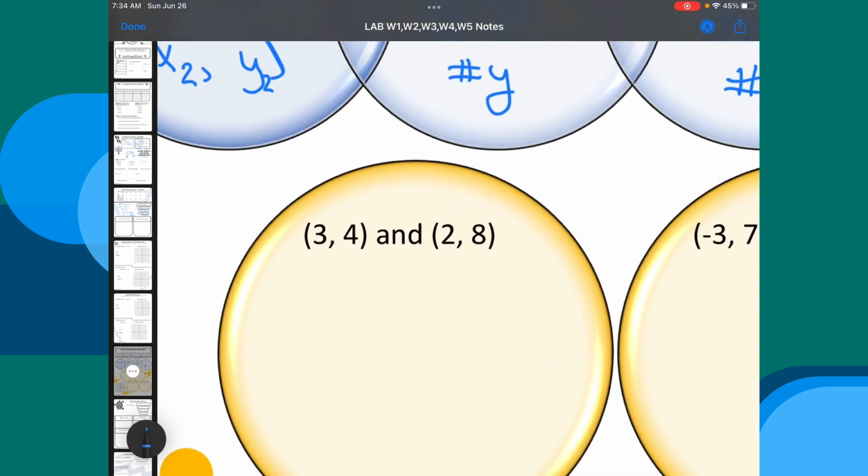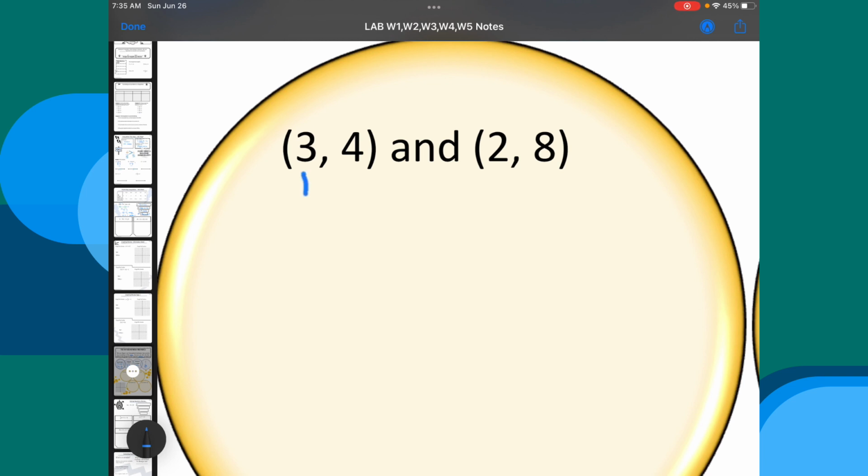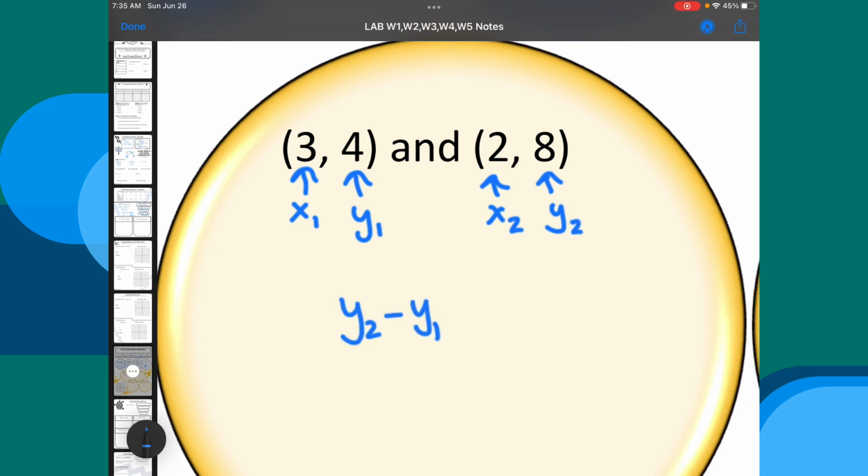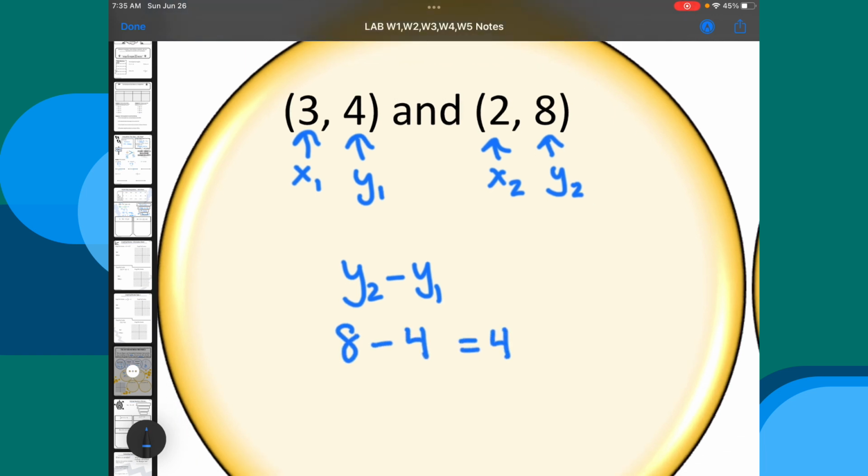So the first thing that we'll do is identify our values. This 3 is an x, and this 2 is also an x. 4 is a y, and 8 is also a y. We want to differentiate them from the first point to the second point. Then we're going to take y2 and we're going to subtract off y1. So 8 take away 4. That's going to give us 4.